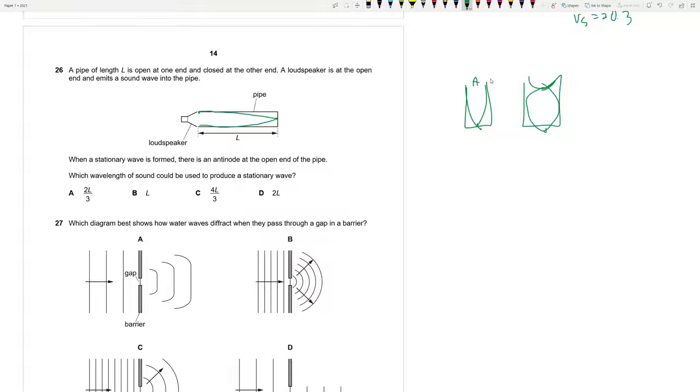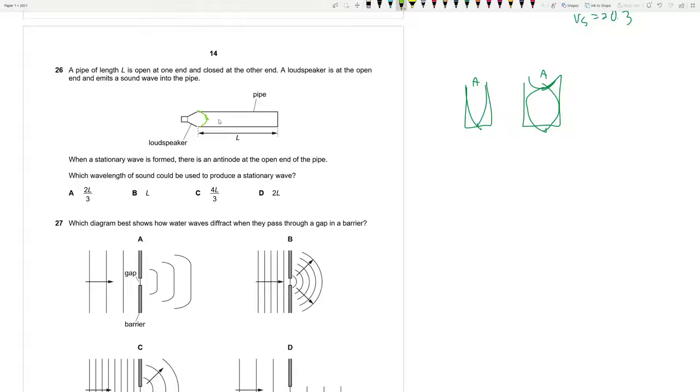Okay, so antinode here for sure. So this is antinode to node. So that's lambda by 4. So lambda by 4 is equal to L. Lambda is equal to 4 times L. Do we see that? No, that's not an option. Let's move on to the next pattern.